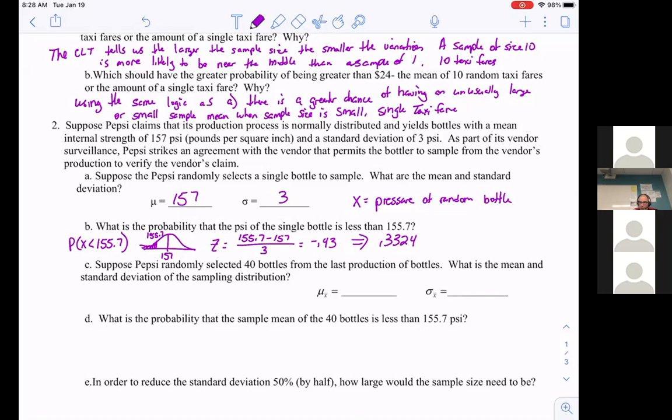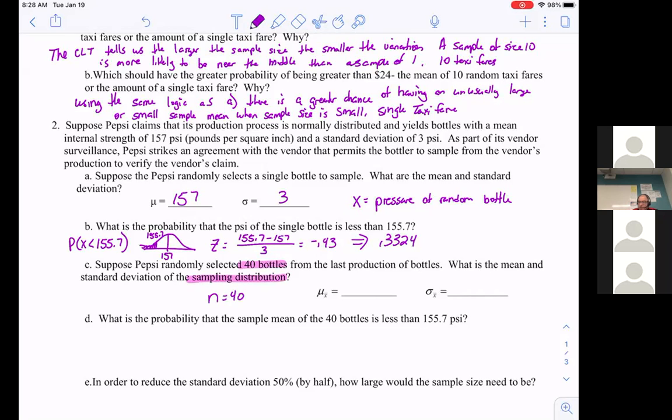So here's the whole part about the unit they were trying to start grasping. In part C, now we're going to randomly select 40 bottles from the last production of bottles. What is the mean and the standard deviation of the sampling distribution? So now again, we're talking about that sample of 40. We have a sampling distribution. So now we're going to adjust the mean and standard deviation. So we know that n is equal to 40. It didn't ask me that, but it's always good to write down.